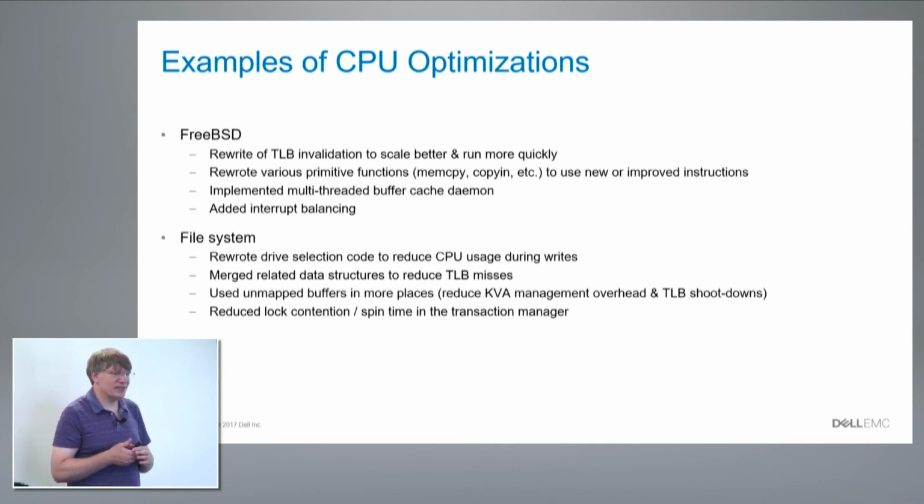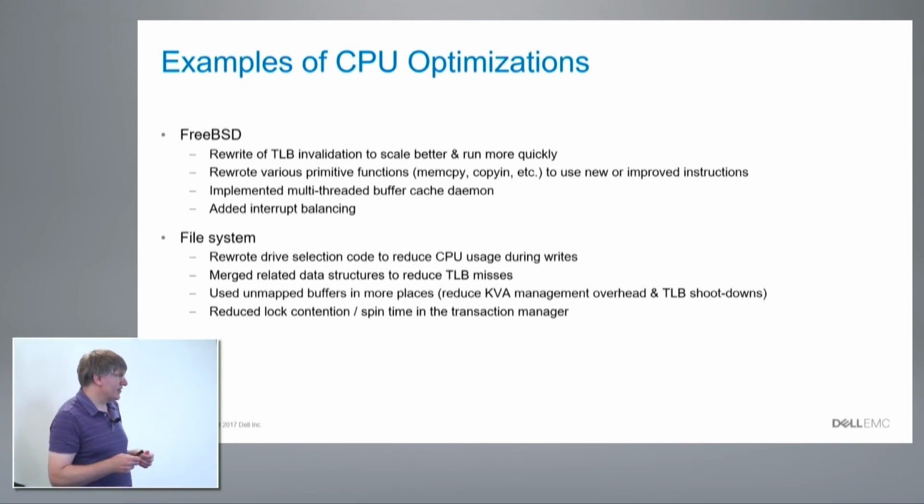For a similar reason, there are some instructions that Intel greatly improved the performance of in the Broadwell class of CPUs, and we rewrote some of the primitives like memory copy to use these new, not really new instructions, but instructions that now have lower latency than they used to. And again, that just gave us back more CPUs so we can run more of the file system.